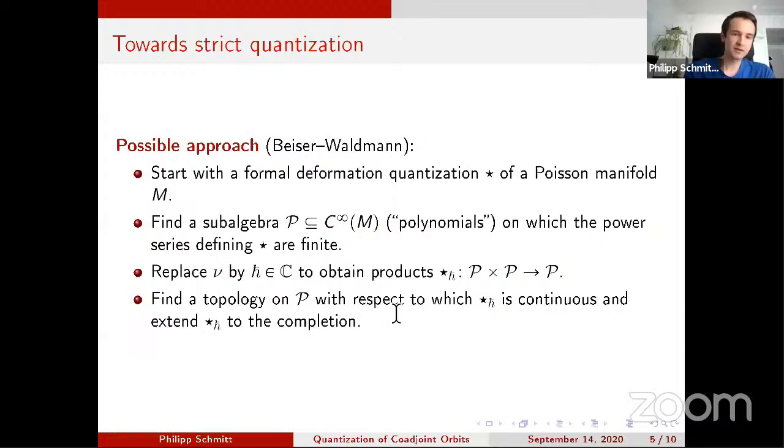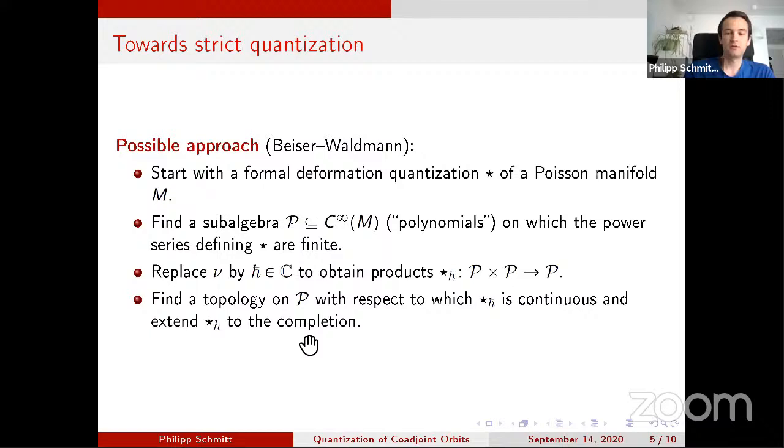Okay, and then finally, we can try to find some topology on this algebra with respect to which the product is continuous, so that first of all, the product extends to the completion. And the idea is that now we have a topological algebra, which is nicer to work with, for example, when we want to study its representations. And on the other hand, this algebra contains more interesting functions that we can possibly quantize because we have completed the algebra that we had before.